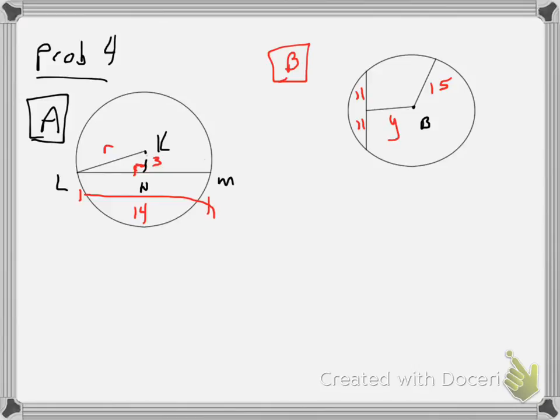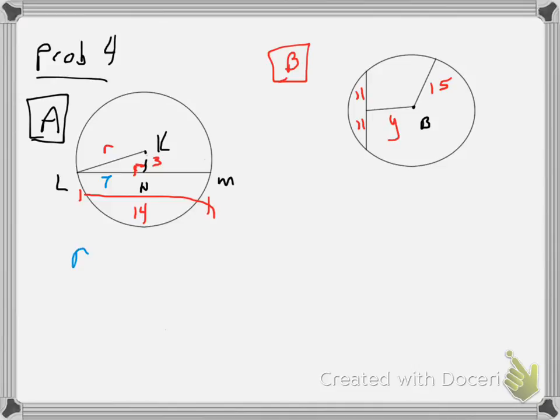If we're looking here, we're trying to find R in problem A. That looks to be the hypotenuse of the right angle right there. We're talking about a chord and a radius, and as you come down, it forms a 90-degree angle. So again, we have a right triangle. If this whole diameter is 14, that means my radius has to be 7. It's half of my diameter.